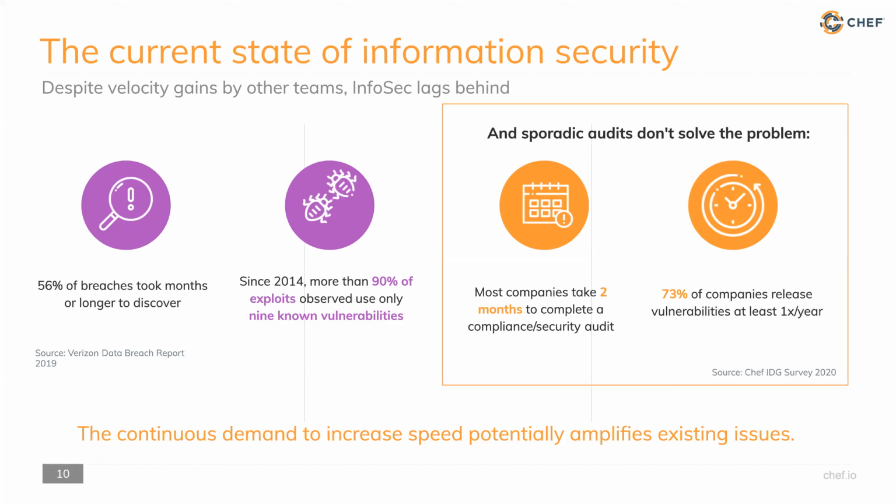And so what we see is this continuous demand to increase the speed amplifies our existing issues around security and compliance. And obviously, this is only made worse as we get into continuous delivery and cloud native and containers, where we're going faster and faster and faster. So we really need to rethink the way that we approach the information security landscape.